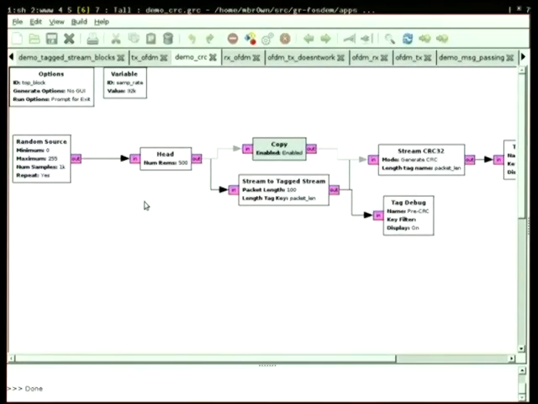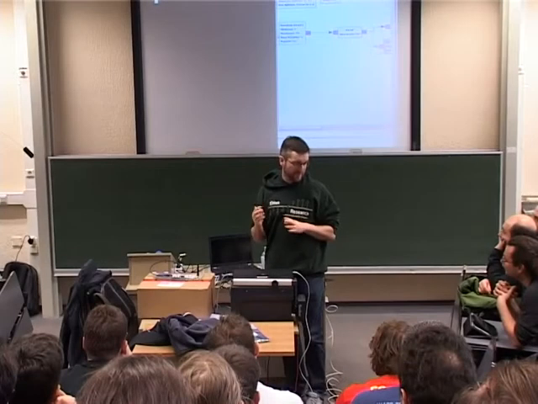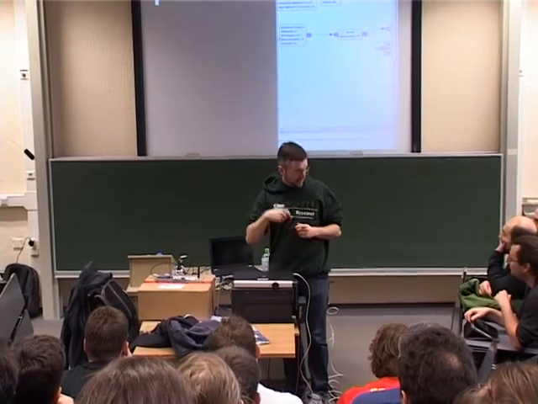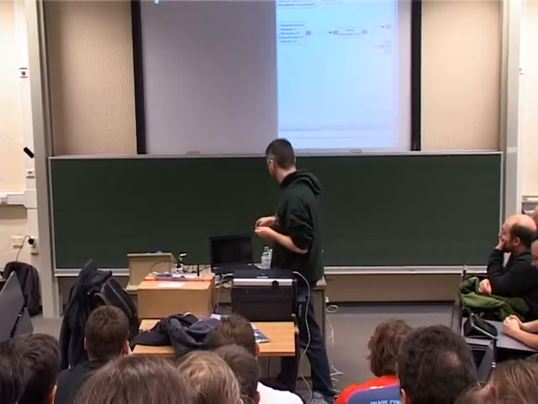Now, if I did something like this, I'd just be streaming data directly into this block. I get an error message like this, missing length tag. We get that a lot on the mailing list, which is why I wanted to bring it up here now. So you can pipe tagged streams, aka packets, into blocks that don't understand this concept, but you can't do it the other way around, okay? And it'll just crash and give you this error.